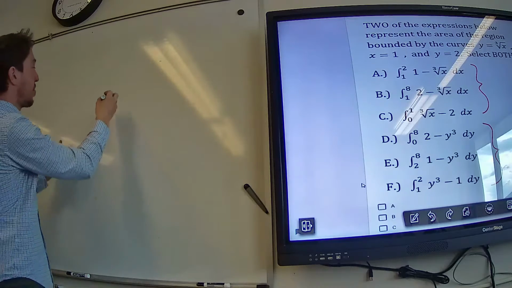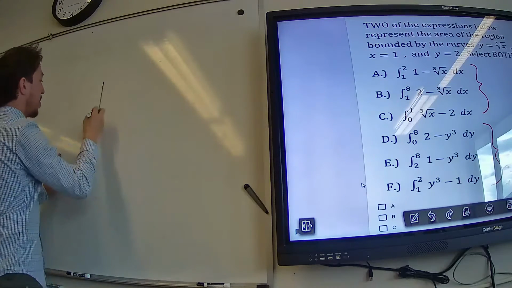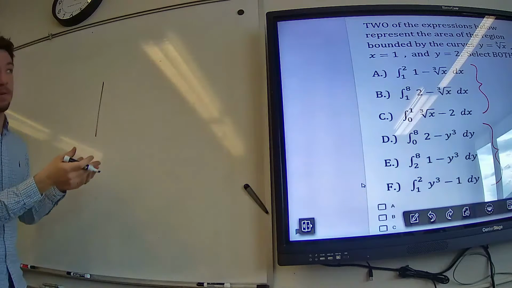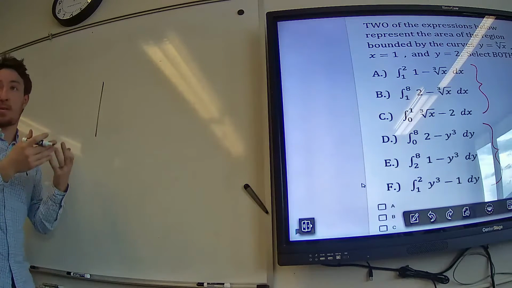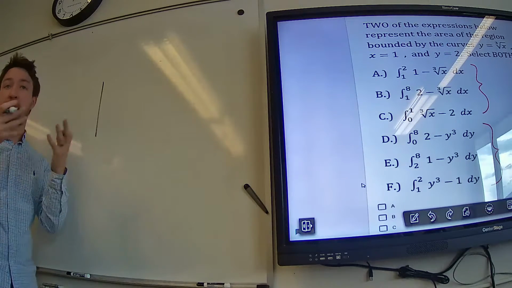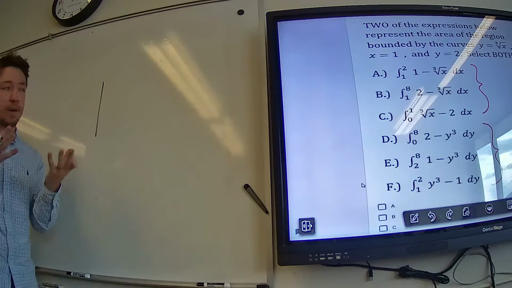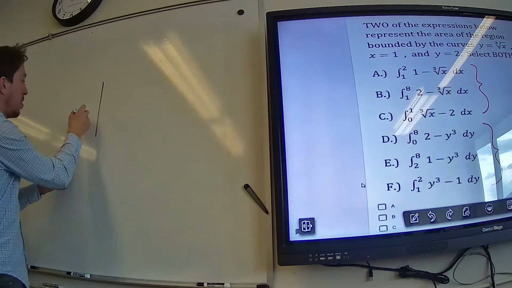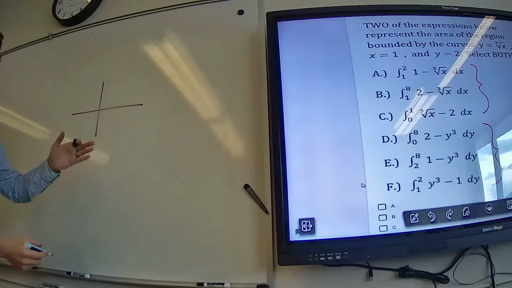So just a heads up, guys, on your quiz, it's going to be free response, and it's probably going to be phrased like write an integral in terms of x and write an integral in terms of y that are both equivalent to describe this area. So that's what you want to keep your eye open for.